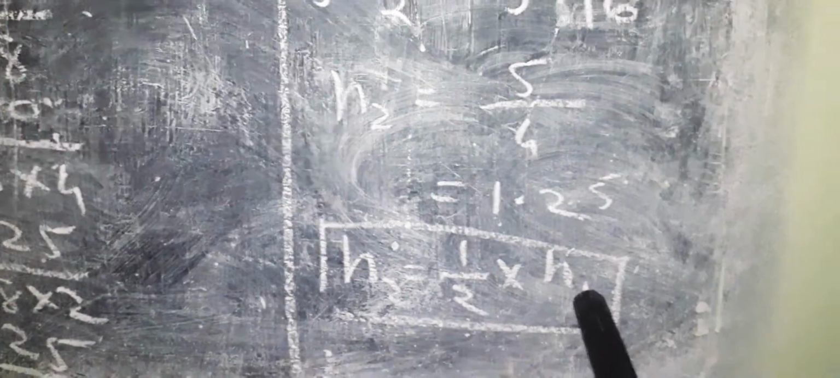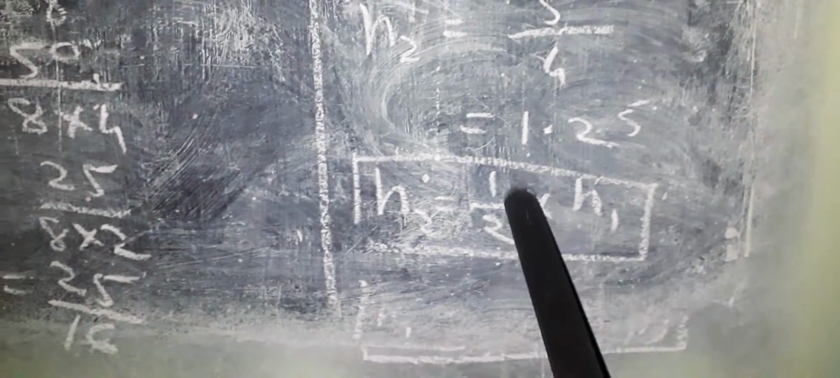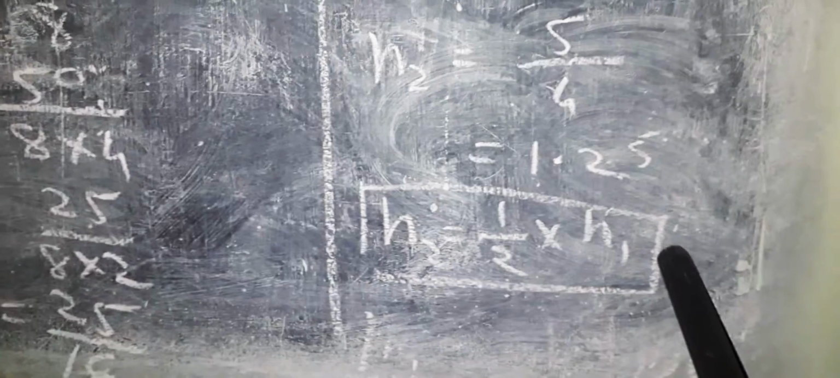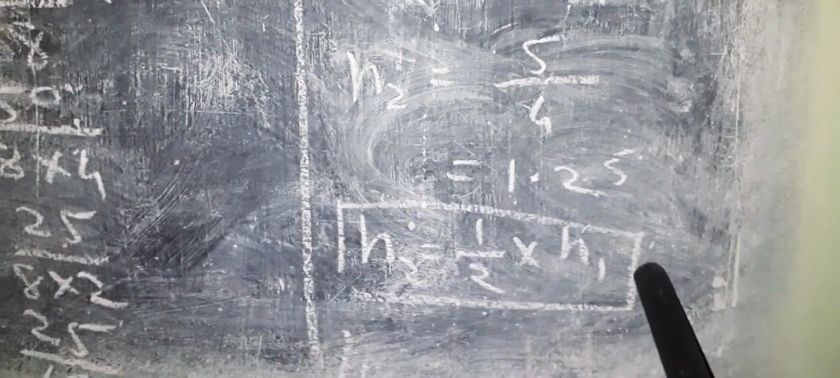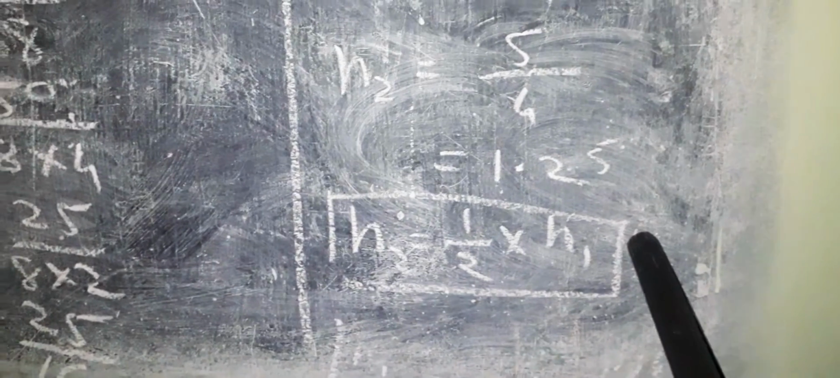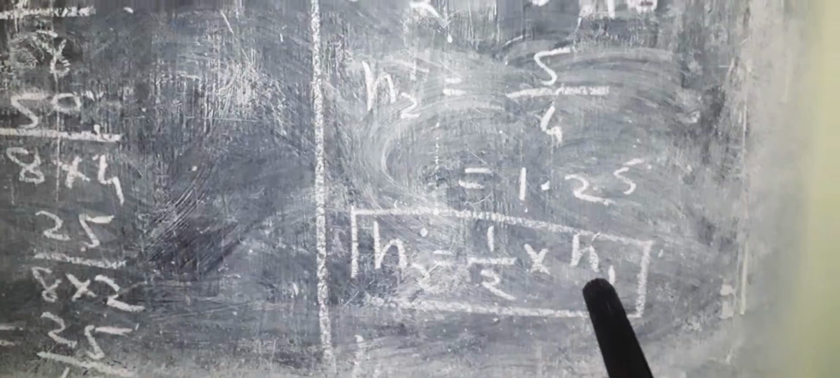If we compare this n2 with n1, we get n2 is equal to 1 upon 2 times n1. So we can say that by a factor of 1 upon 2, the value of frequency changes. This is our required answer. So in case number 2, we got the answer. In the first case n1 is 2.5. In case number 2, we get a 1 upon 2 factor change. So this is our second answer.